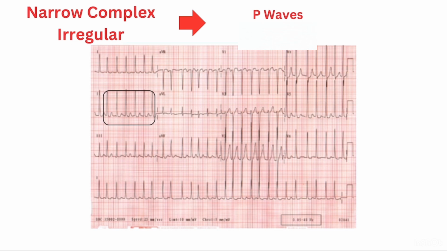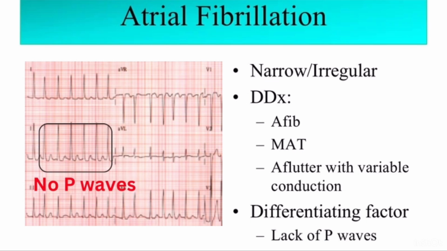Give yourself 5 seconds finding any P waves. Irregular rhythms love to keep you guessing. The 3 differentials are 1. Atrial fibrillation, 2. Multifocal atrial tachycardia, 3. Atrial flutter with variable conduction. Final diagnosis, atrial fibrillation confirmed by the absence of P waves. Time to control the rate or rhythm and anticoagulation.